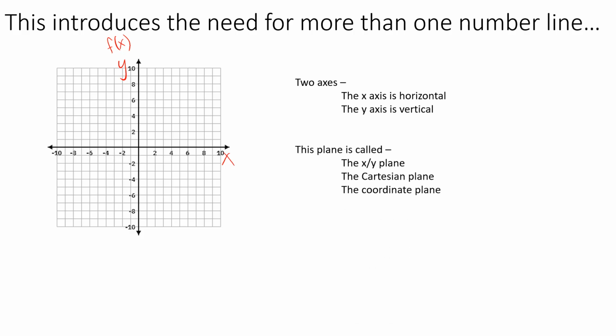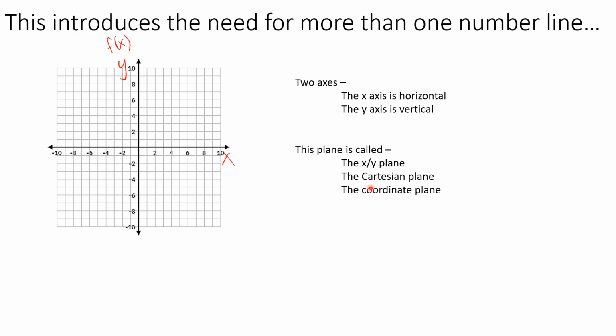This plane, okay, so now if you haven't done geometry yet, you probably haven't studied planes, but planes are two-dimensional surfaces. As opposed to one dimension, which would be just the number line, now we have two dimensions. So we have two number lines, and that gives us a plane. We'll often hear this called the XY plane, named after the two axes.